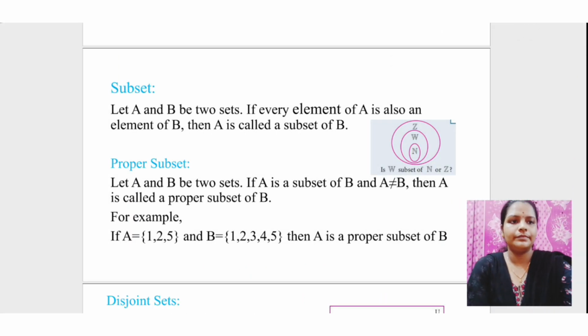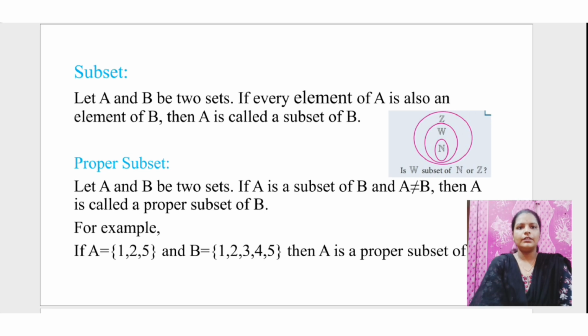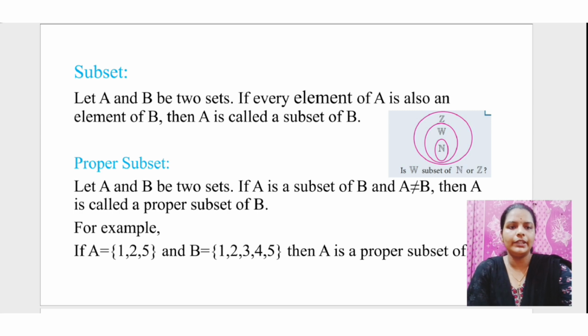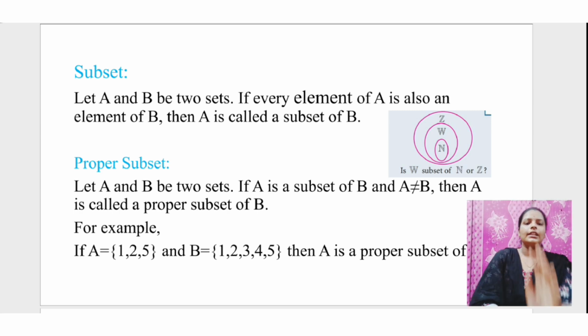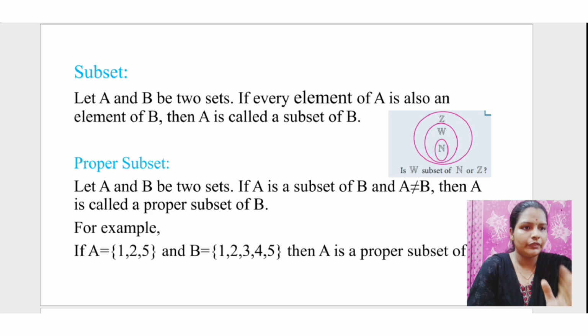Next, subset. Let A and B be two sets. If every element of A is also an element of B, then A is called a subset of B. That is, if A has the elements 1 to 5, and B has the elements 1 to 10, it means the set B contains the numbers from 1 to 10. But the set A has the numbers 1, 2, 3, 4 and 5. Every element of A, 1, 2, 3, 4, 5, is also an element of the set B, because 1 to 10 contains 1, 2, 3, 4, 5.